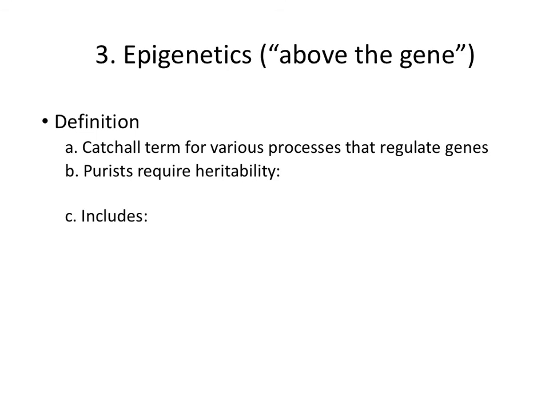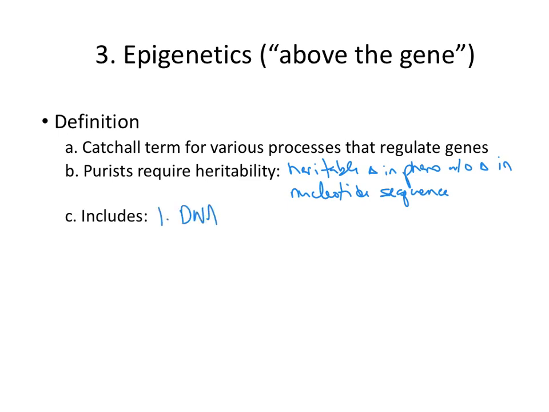So purists require heritability. Purists would define epigenetics as a heritable change in phenotype without a change in the nucleotide sequence. And you're probably thinking, what? Like, that's crazy. So there are a lot of different epigenetic mechanisms, so to speak. One we're going to talk about today is DNA methylation.